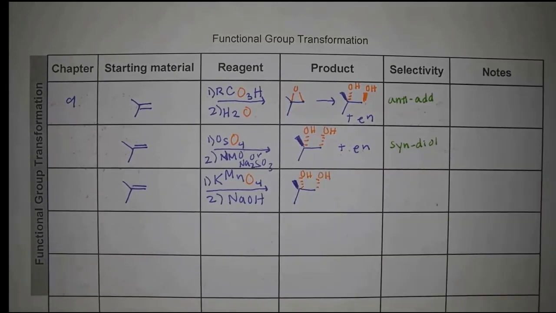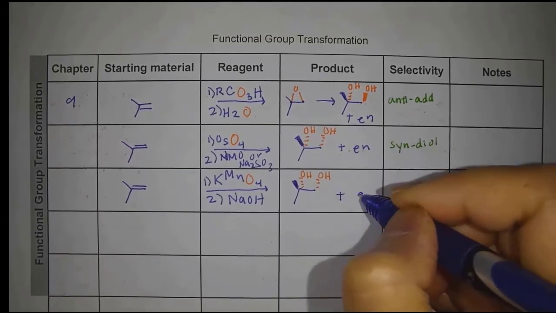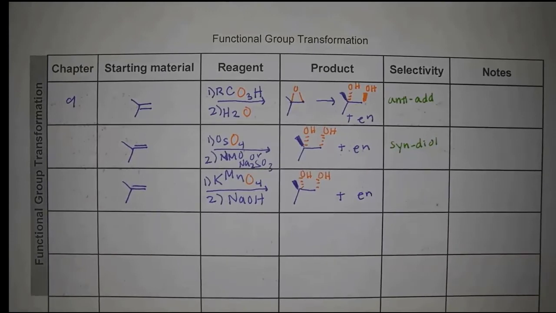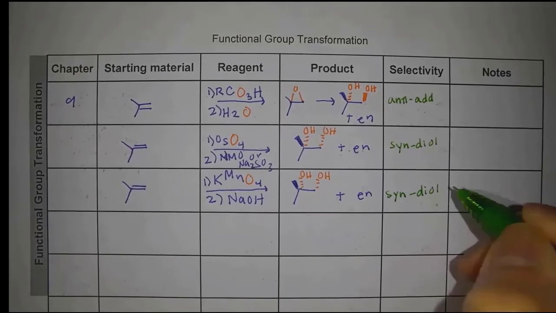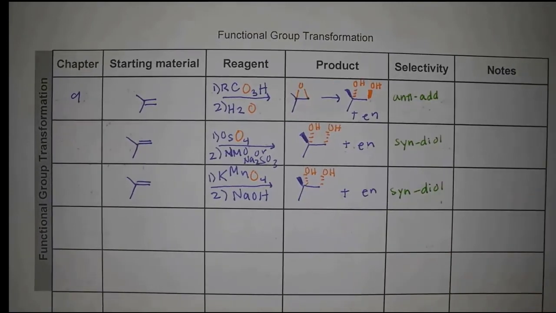So you get that one plus the enantiomer. And this is the syn diol. So those are 2 ways or 3 ways to get 2 alcohols next to each other. One method with the RCO3H gives you an anti-addition of the alcohol. And then if you want the alcohols on the same side, then we use the KMnO4, which is much less expensive. Or you can use the osmium tetroxide.